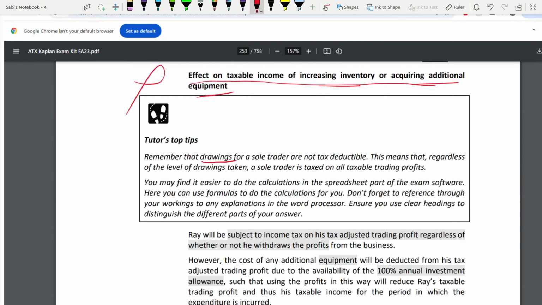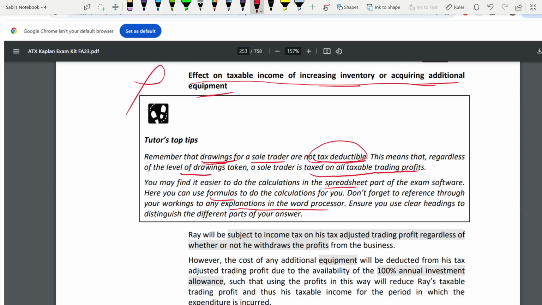Drawings for a sole trader are not tax deductible. You have to know that. Whatever drawings you take, it is all going to be taxed on your taxable trading profit. A sole trader will be taxed on all of the taxable trading profit, doesn't matter how much drawings you take out of it. There is no advantage of having drawings. It's not going to reduce your tax. You can do this question in a spreadsheet, because you can use formulas there, which you can quickly do, but you can reference your workings in your explanation in the word processor.